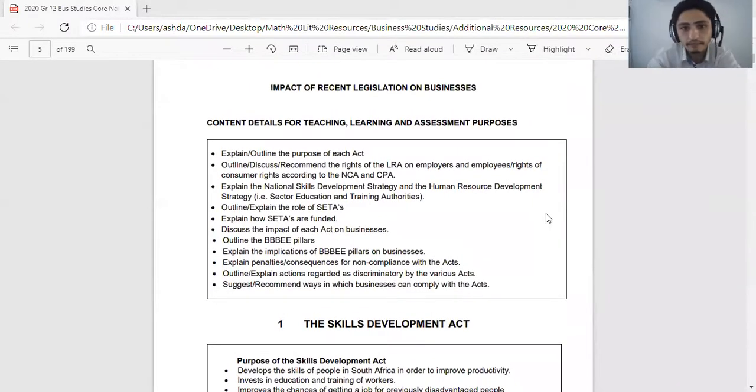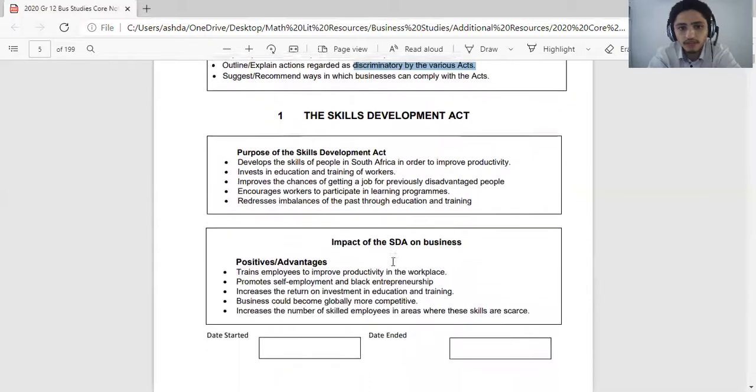Learners will normally go through the expectations of the act. For example, you must know the purpose, you must know the rights of each act, you must know how BBBEE pillars are outlined, you must know the implications, penalties, or consequences of non-compliance for each act, and you must also know how these acts can cause discrimination in the workplace.